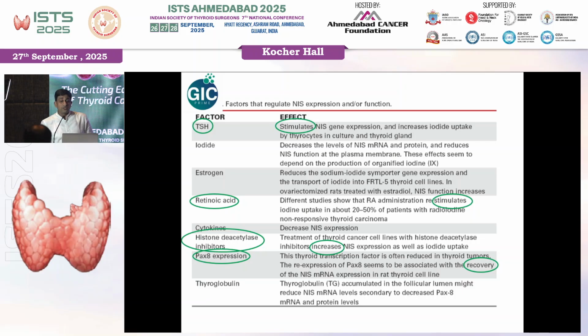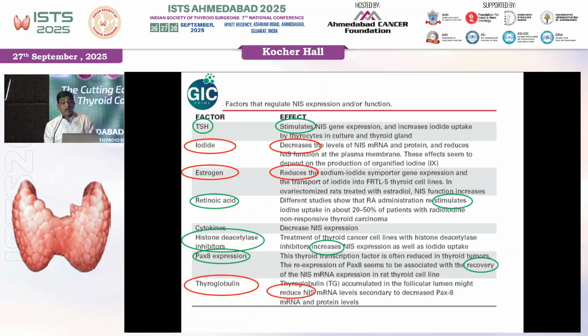The main importance of the sodium iodine symporter is that there are a few things which increase its expression. Like TSH: when the TSH level is high, sodium iodine symporter expression is more stimulated, and iodine is taken up more by the follicular cells. Another is retinoic acid, which is used in radiodifferentiation therapy; it also re-stimulates iodine uptake. Histone deacetylase inhibitors also increase symporter expression. Next, PAX8 expression also increases sodium iodine symporter expression.